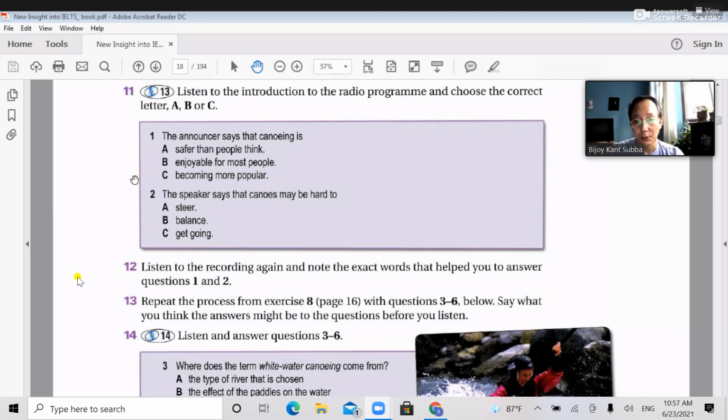All right. Now look here. It says number 1, the announcer says that canoeing is, an incomplete question. Look at number 2. The speaker says that canoes may be hard to, incomplete question. So in multiple choice, the question is always incomplete. Technically speaking, we call it a question stem. Question stem, S-T-E-M. I don't know if it's possible to write this.